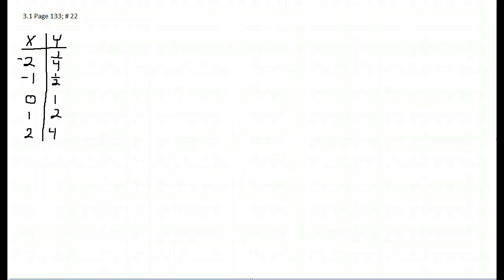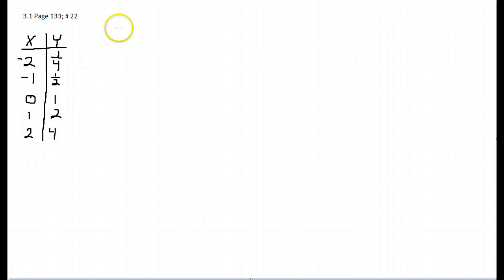For our next video, we are going to look at Chapter 3, Section 1, page 133, problem number 22. Here we are given a table of values for x and y, and we are asked to determine whether these are linear or not linear relationships. There are two methods that we could use.